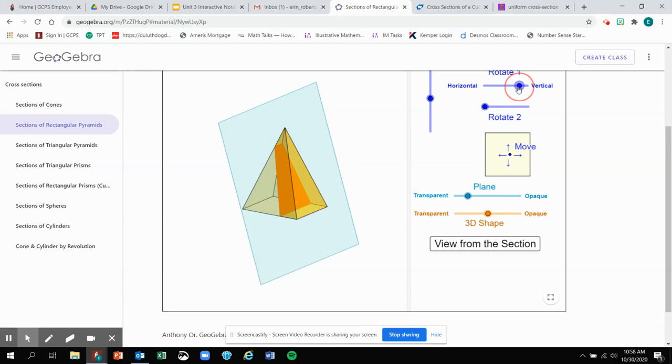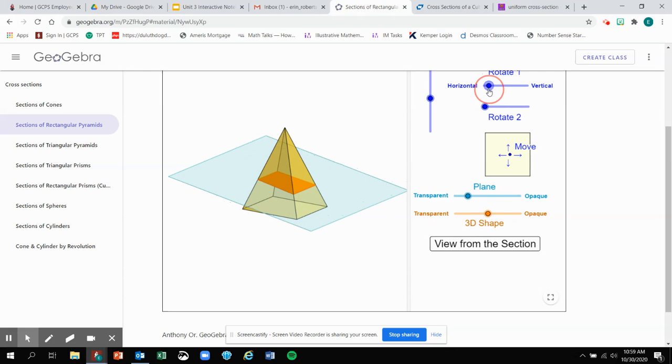Now, when I change this and I cut it so that it is parallel to the base, here is a rectangle, so that would be a rectangle. But on your paper, we're looking at a square pyramid, so imagine that the base here was a square instead. If that was true, then when we cut parallel to the base, we would have a square cross section.